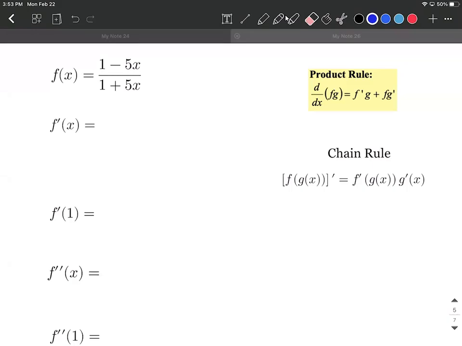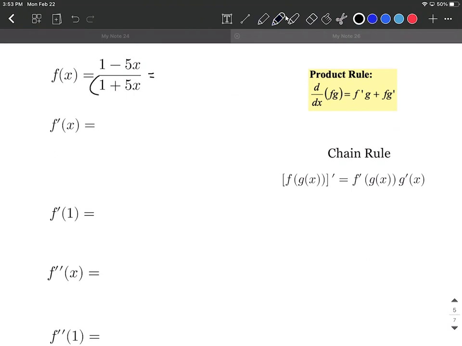All right, we're going to be taking the derivative of a rational function, but instead of using the quotient rule, we're going to use the product rule. So we have this rational function f of x is (1 minus 5x) over (1 plus 5x). And to use the product rule, which is a little bit more accessible than the quotient rule, I've always felt, we can strategically rewrite this original function.